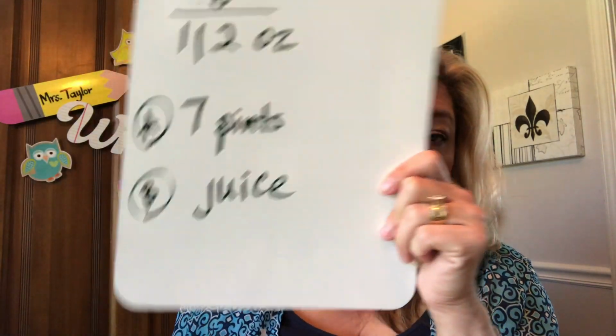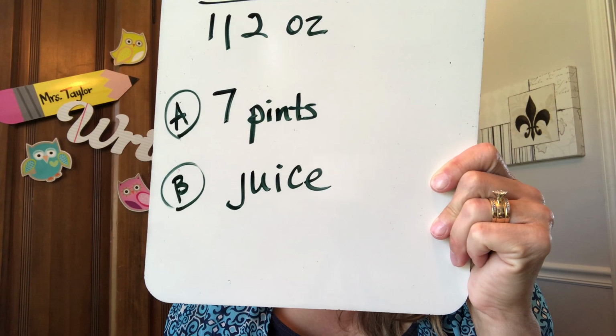B says Matt drank twice as much water as he did what other beverage? Twice as much water as he did what? Okay, so I'm looking at water. 1, 2, 3, 4, 5, 6. So what's half of 6? 3. So I look at my little pictograph, and the only liquid that equals 3 is juice. So for B, your answer would be juice, because it's half of the water that he drank.